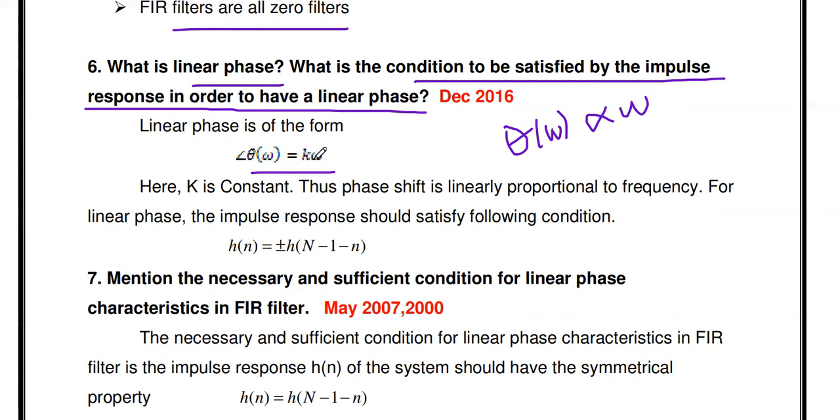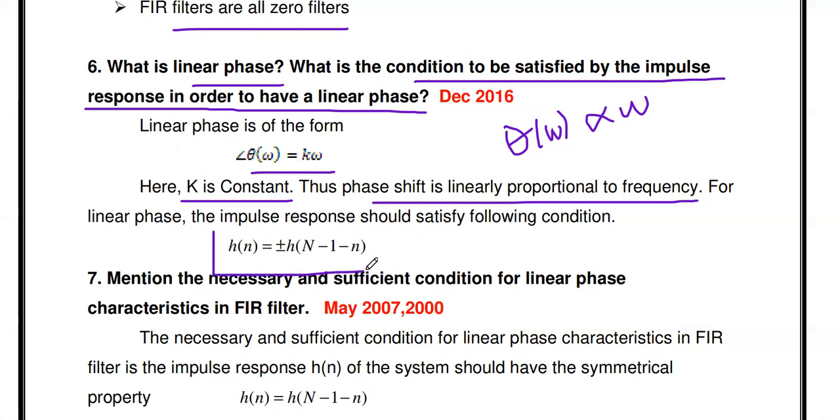So in order to equate it, we have to put k, where k is a constant. So the phase shift is linearly proportional to frequency. What is the condition to be satisfied by the impulse response in order to have linear phase? For which filter is this linear phase characteristic, theta of omega directly proportional to omega?